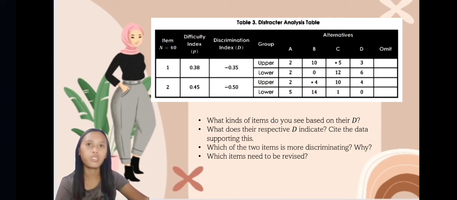We can answer the following questions. What kind of items do you see based on their D? What does their respective D indicate? Cite the data supporting this. Then which of the two items is more discriminating? Why? Which items need to be revised? With these following questions, we can decide whether the item needs to be omitted or revised.